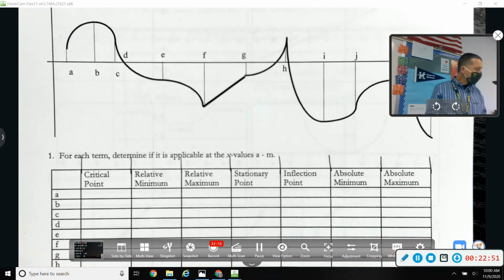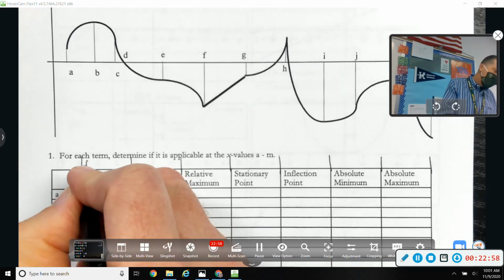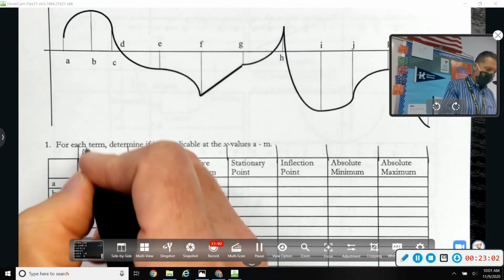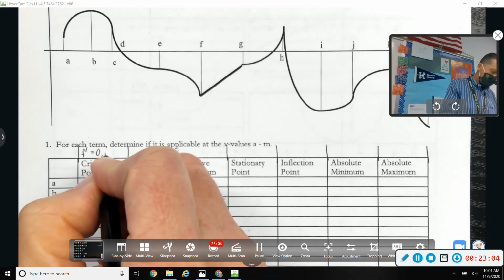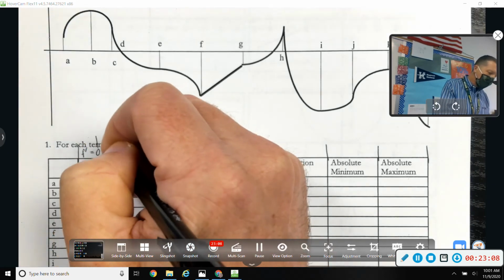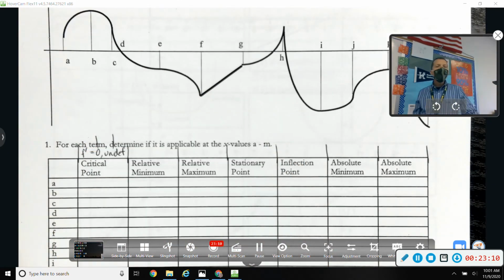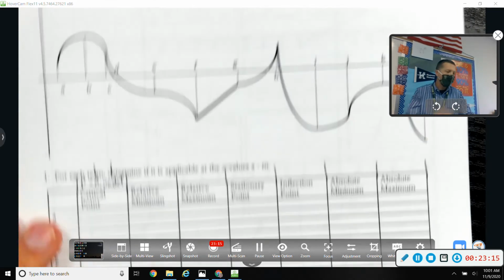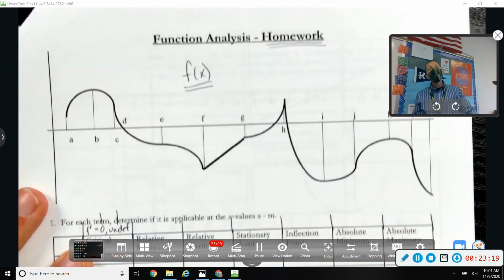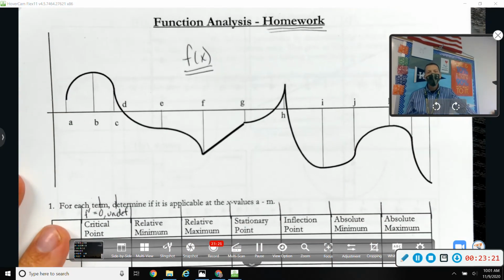Critical point. So what's a critical point? First derivative is 0 or undefined. In terms of a graph, how would you know the first derivative is 0 if you're looking at a graph of f? Oh, I should say that. This is a graph of f, not of f prime. So you need to be careful here.